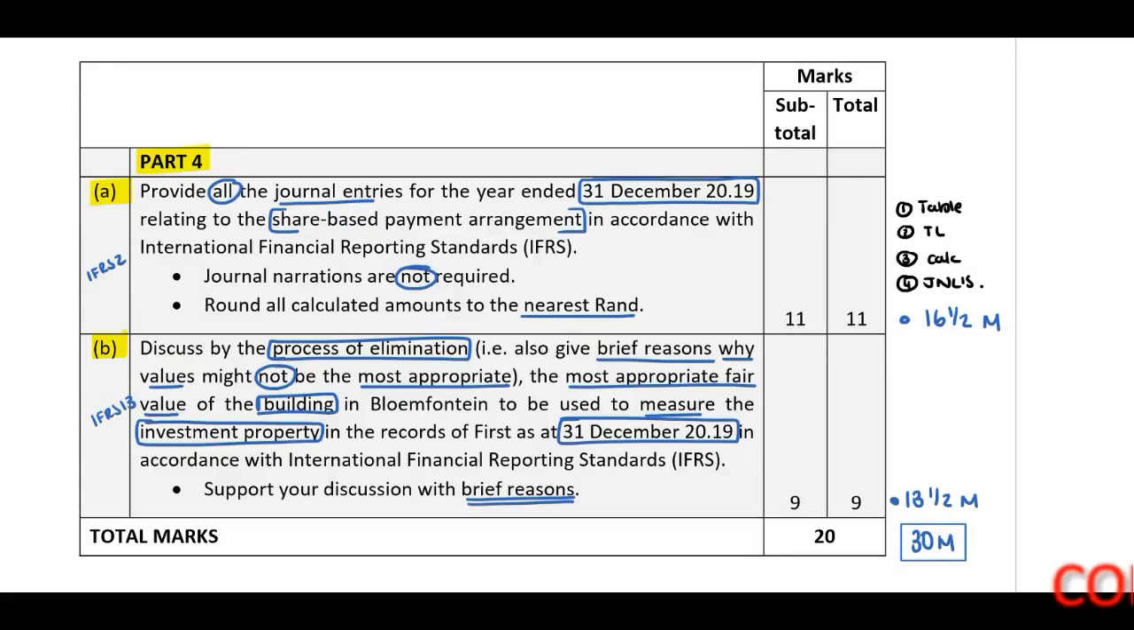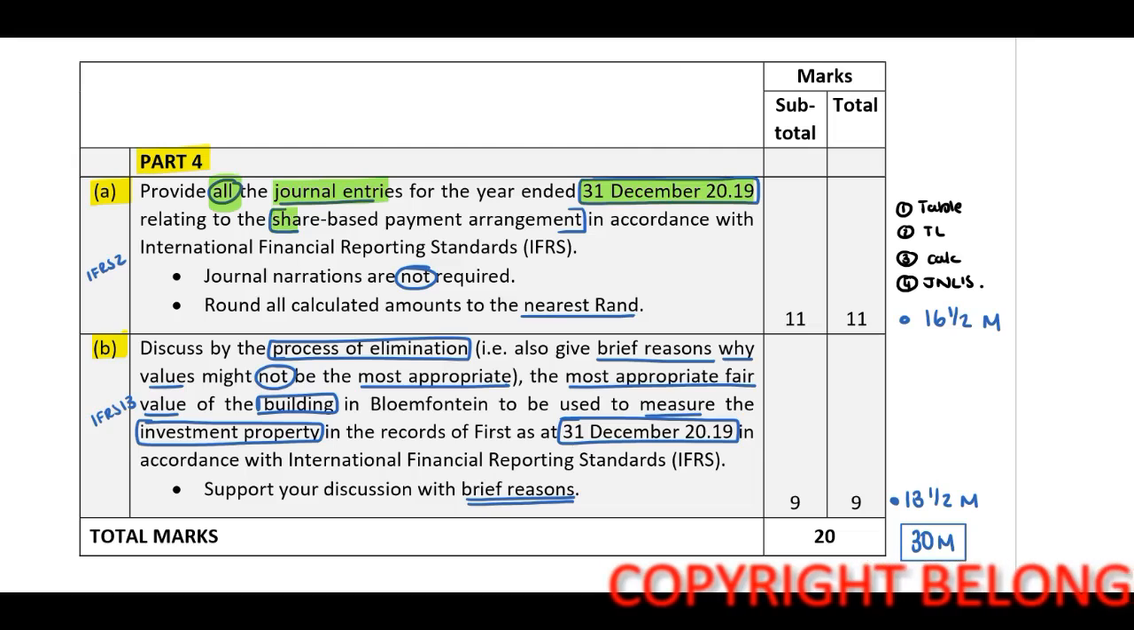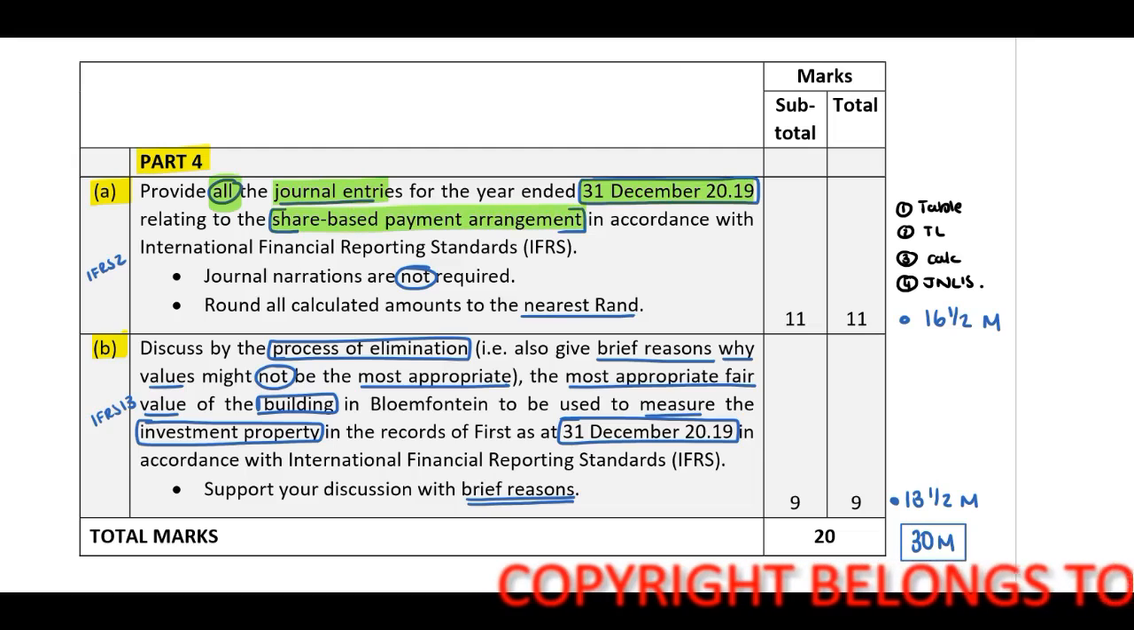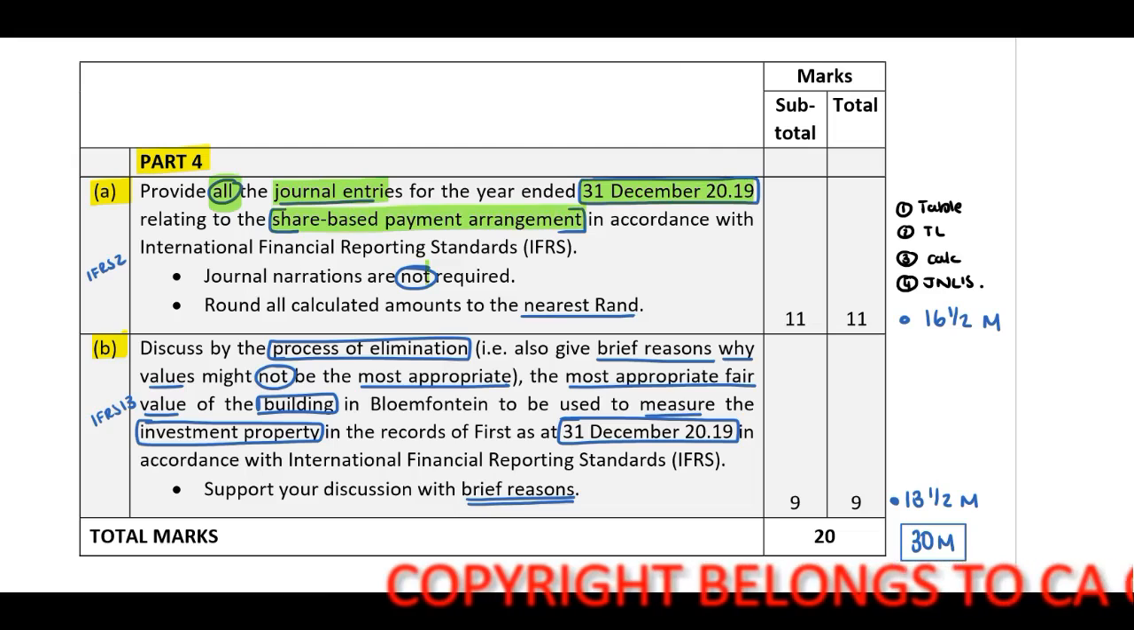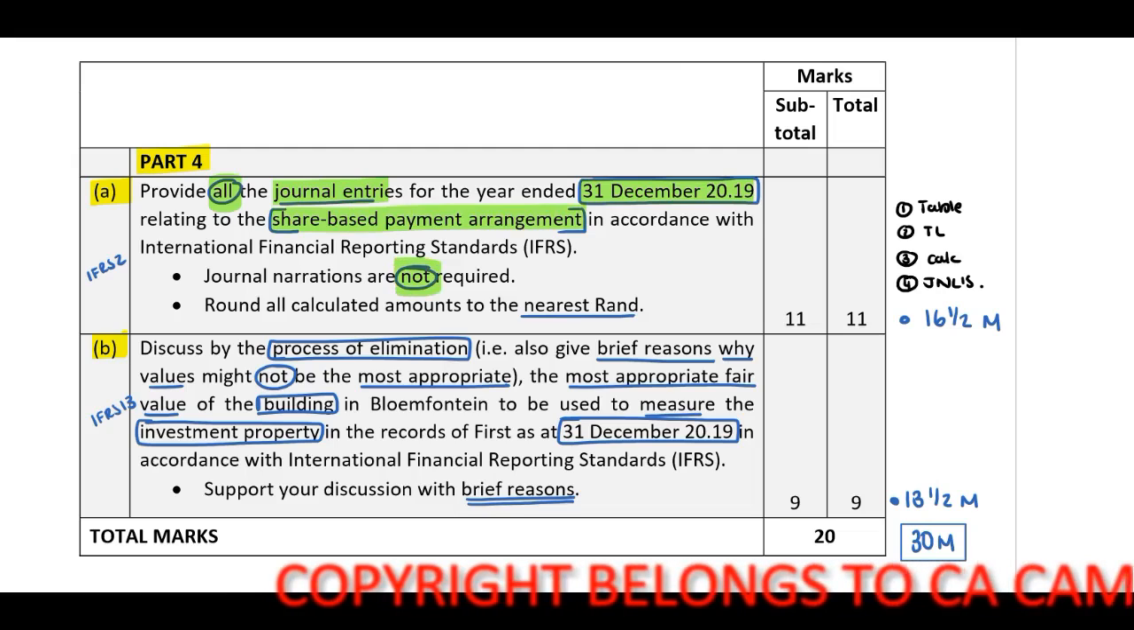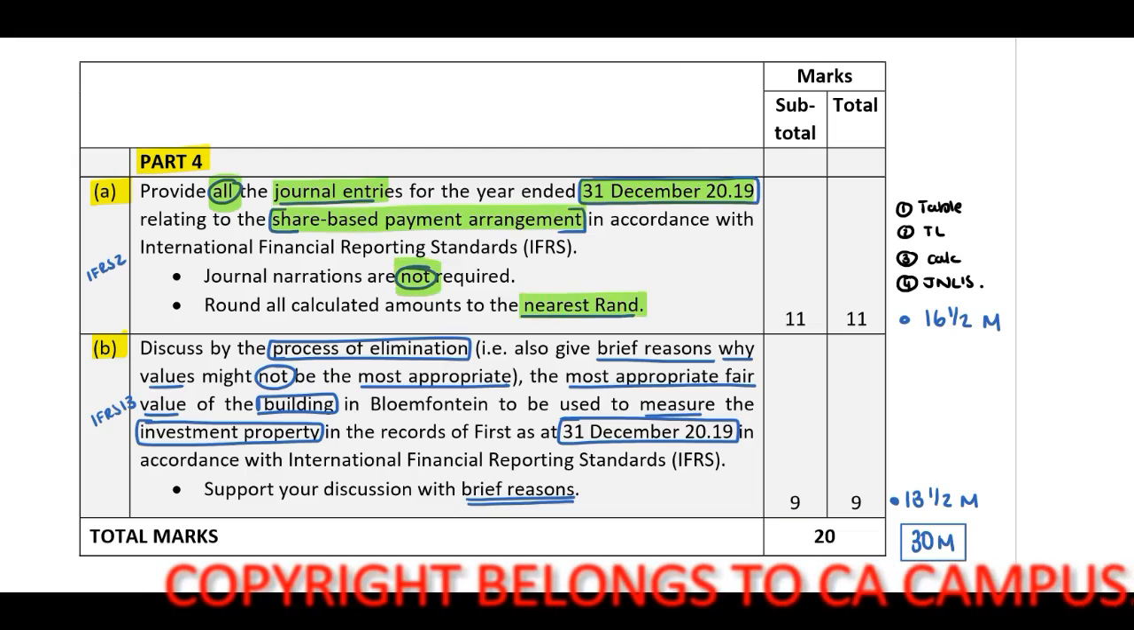Part 4A, let's briefly read through the requirement again. Provide all the journal entries for the year ended 31 December 2019 relating to the share-based payment arrangements in accordance with IFRS. Journal narrations are not required and round off all calculated amounts to your nearest rand.